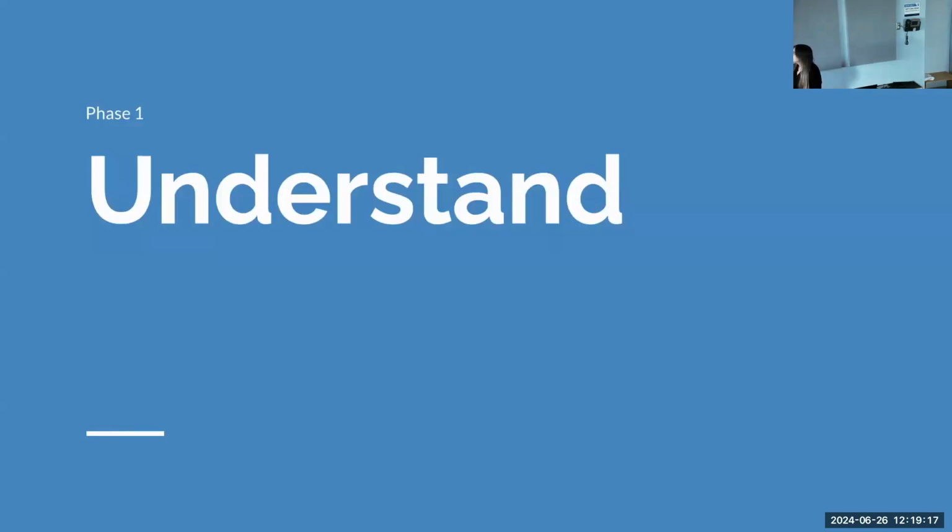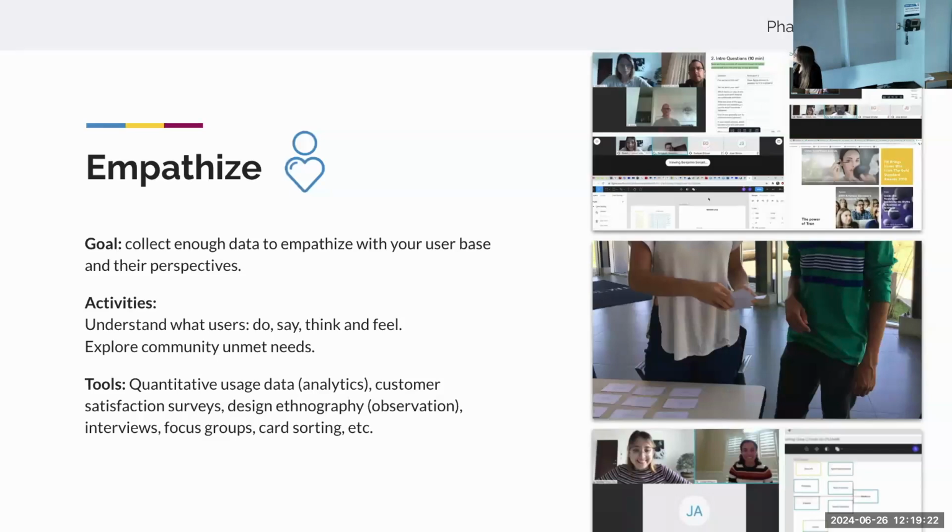Stage 1 is understand and is comprised of 2 phases. The first one is empathizing. In here, our goal is to collect enough data so that we can empathize with our user base and their perspectives. And some of the activities that you might be undertaking here include trying to understand what your users do, say, think, and feel, and just exploring your community's unmet needs.